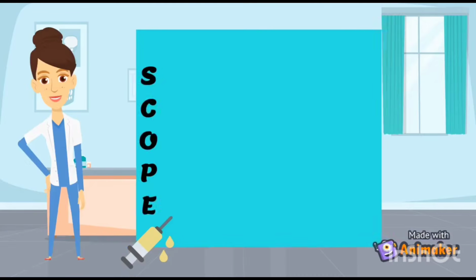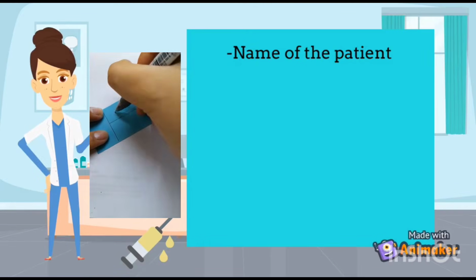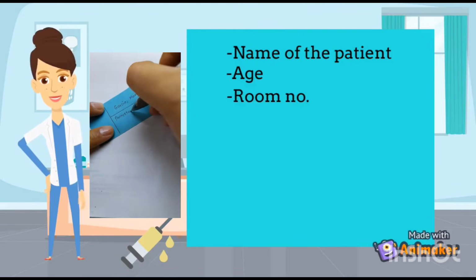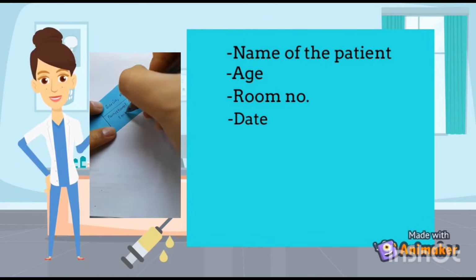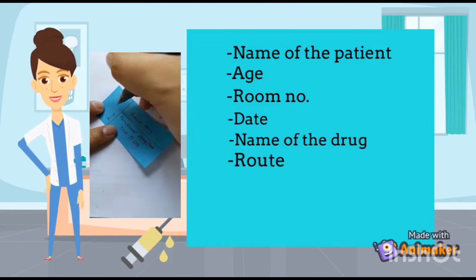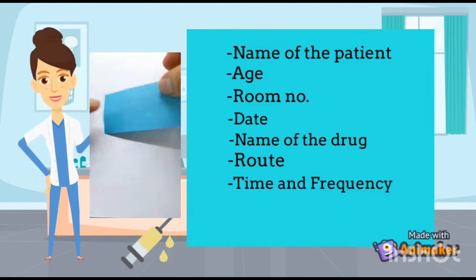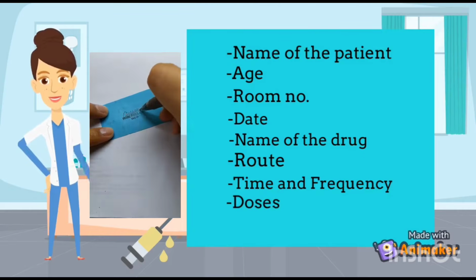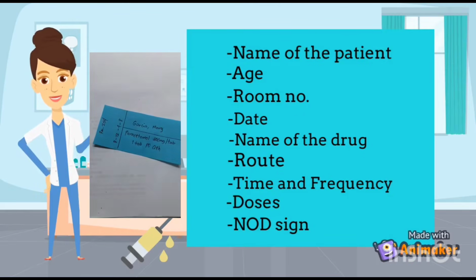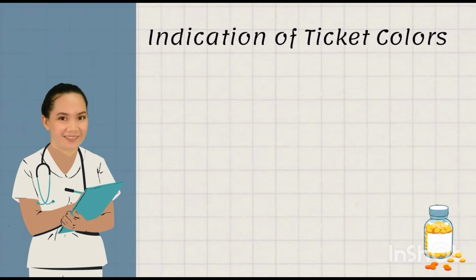So a medication ticket must include the name of the patient, the age if necessary, the room number, the date, the name of the drug to be given, the route, time and frequency, the doses, and the nurse on duty's signature. What are the colors of the medication tickets?